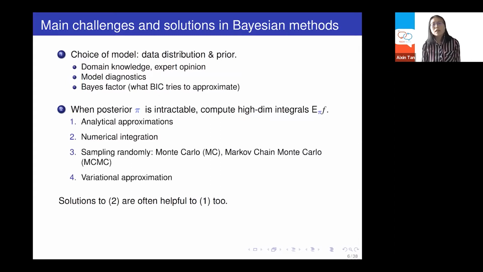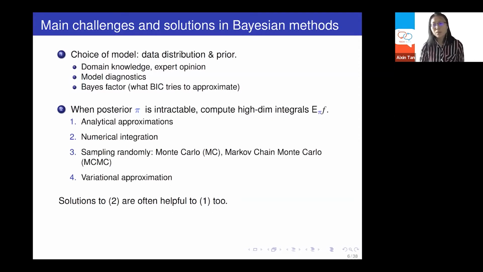And now for the computing problem, the posterior distribution pi is actually intractable, except for the two examples I just showed you. And if your unknown theta is a vector, it's really of high dimension. It could be hundreds of unknown parameters in there.